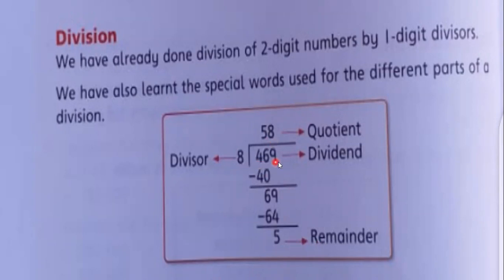See, the number which is written inside of this radical sign, 469, is called the dividend. The number which is written outside of this sign, which is going to divide the number, is called the divisor. The answer which you got after the division is called the quotient, and the number which is left behind at the end of the division is called the remainder. Fine. So that's the division step which you have to remember, and you can easily identify each part of the division with the help of their particular names.